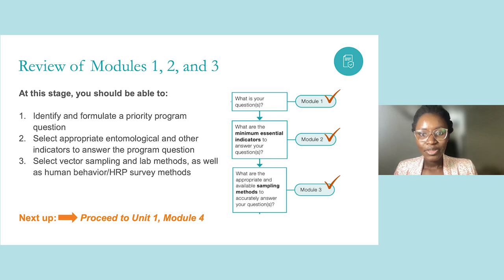This completes Module 3 and Unit 1 of the ESPT training. At this stage, you should be able to identify and formulate a programmatically relevant question, select appropriate indicators to answer the program question, and select methods that provide the data required to calculate your indicators. Up next is Module 4. This module will cover site selection and survey types, and we invite you to proceed to that module now.